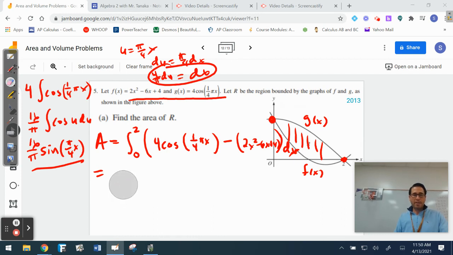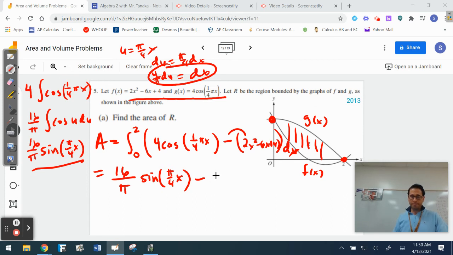So I was going to say bring that 4 out, but I just did all of the work. So it'd be 16 over pi sine of pi over 4 x, or 1/4 pi x, same thing. Okay, and then I'm going to distribute that negative, and if I do the power rule, I'm going to get 2x to the third over 3. If I distribute that negative, it's going to be positive, and I'm going to get 3x squared. These are just power rules, and then the last guy was a 4, that'd be 4x, and then I just have to make sure I evaluate it from 0 to 2.